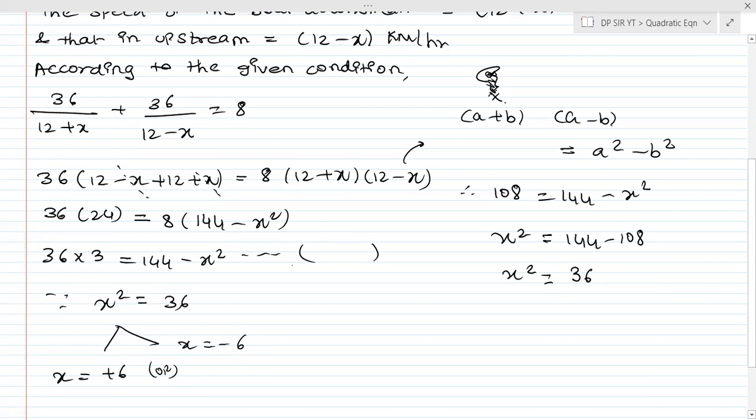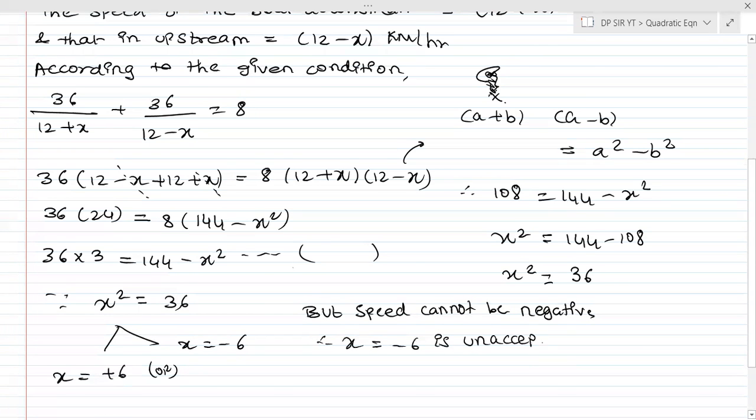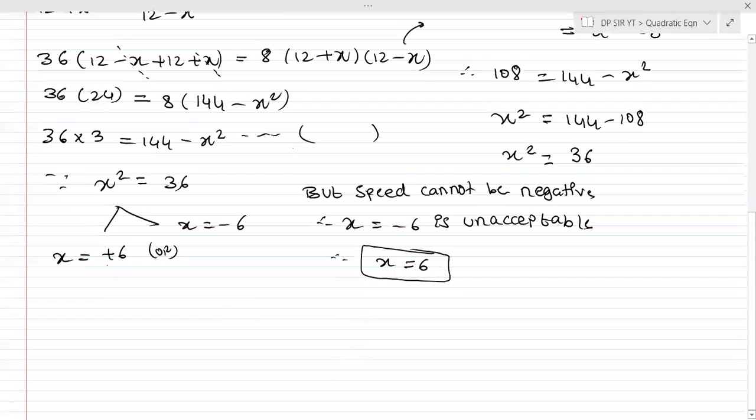But speed cannot be negative, isn't it? Therefore, x is equal to minus 6 is unacceptable. Therefore, x is equal to 6. And therefore, the speed of water current is 6 kilometers per hour.